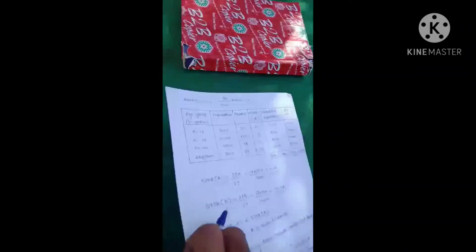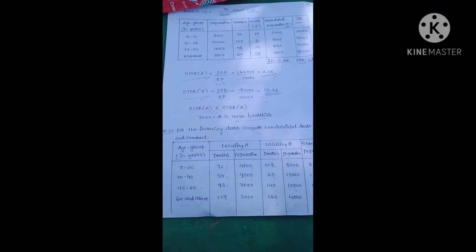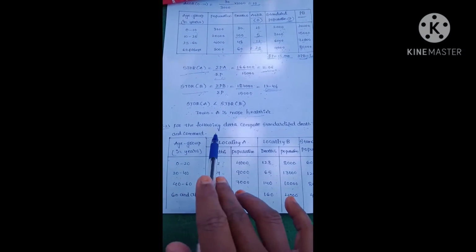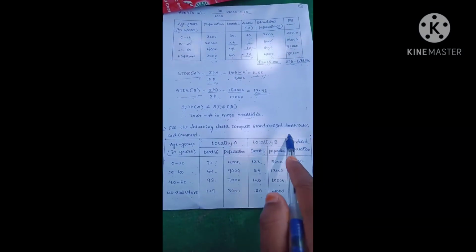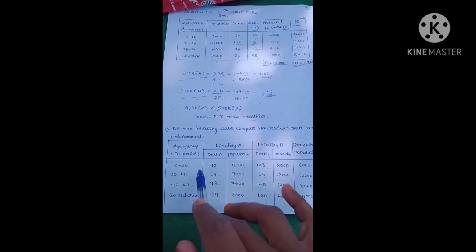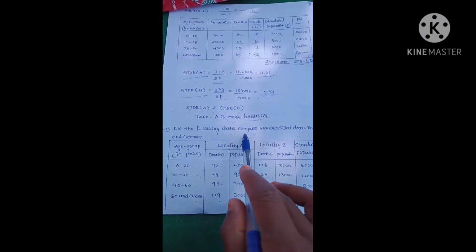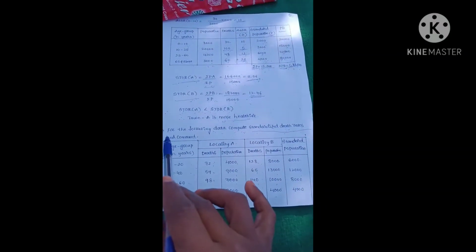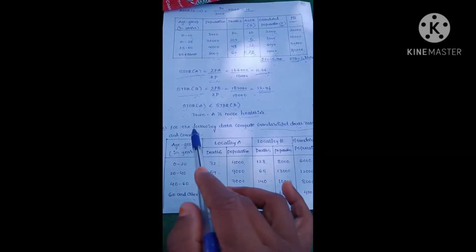Next, move on to the second question. How do we calculate the STDR? One more example is there. What is the example here? For the following data, compute standardized death rates and comment. Here also two questions are there. First we have to compute, means calculate, standardized death rates, and comment. Here also we have to write the conclusion.